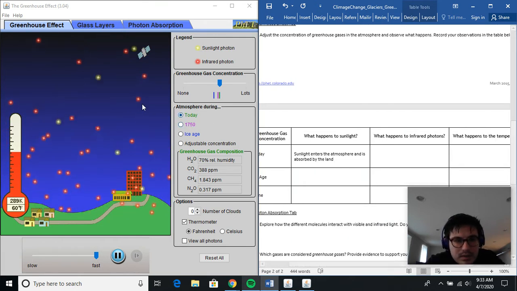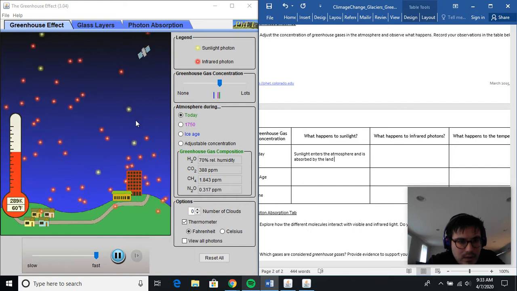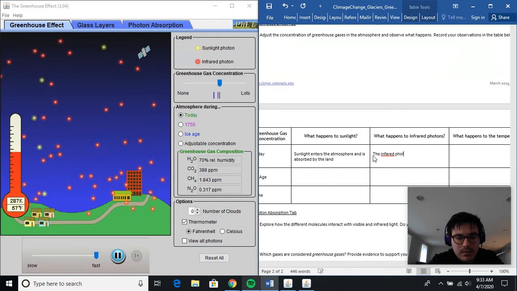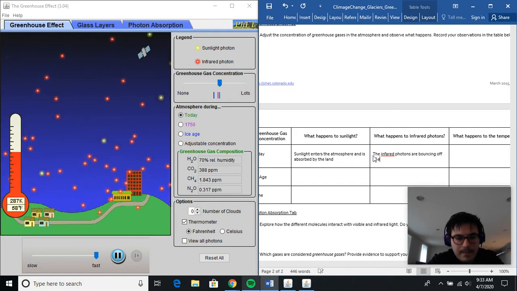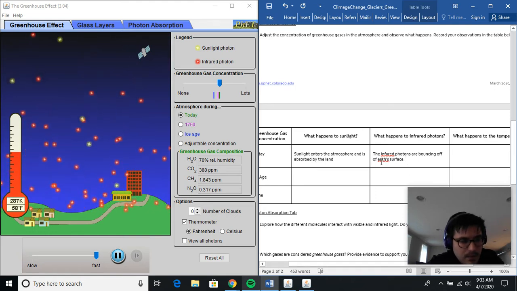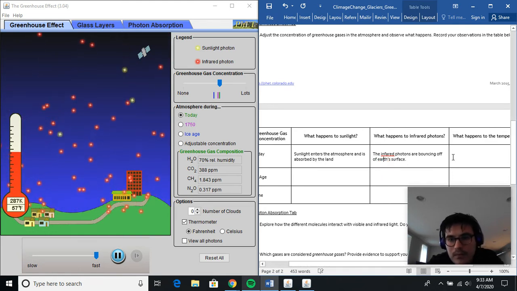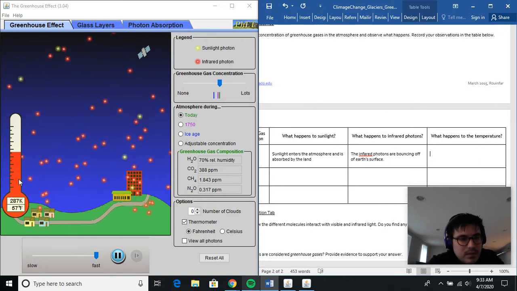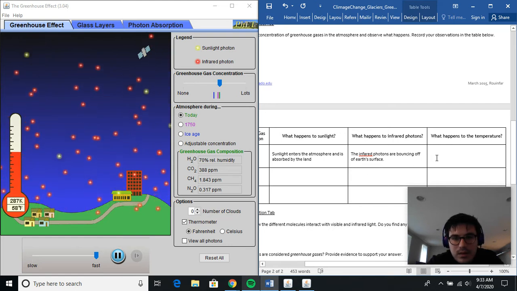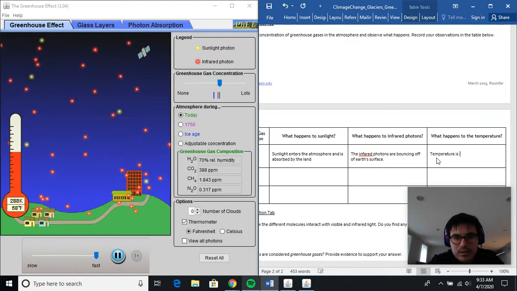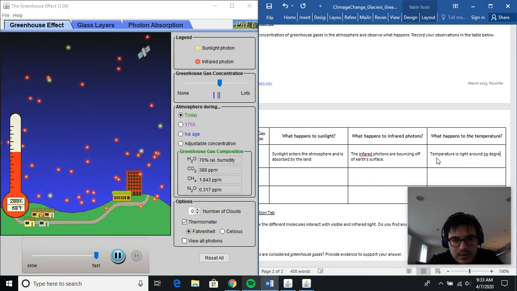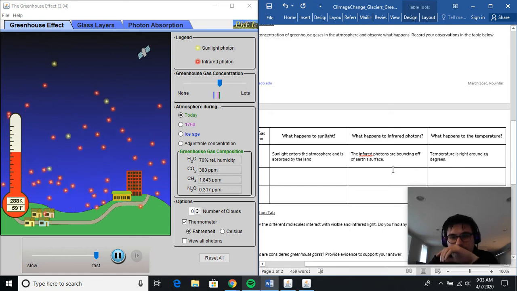What about the infrared photons? Are they doing the same thing? No, they're going down onto the earth and they're actually bouncing off of Earth's surface. The temperature. What are you noticing about the temperature? Okay. I'm going to say temperature is right. Okay, let's keep that in mind.